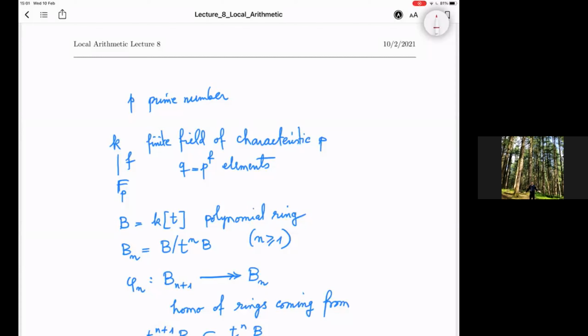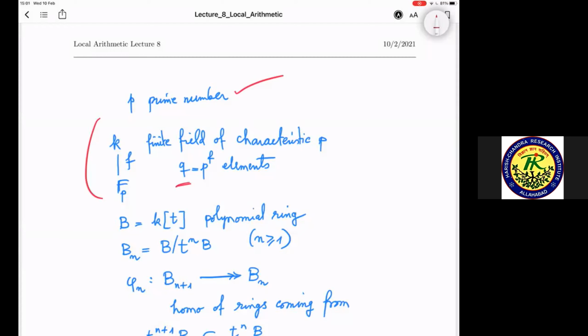So if you have not understood anything from the previous lectures, there is no need to worry because we are starting something completely new. Okay, fine. So let's start. Let's take a prime number P, let's fix it. Now I'm going to take a finite field K of characteristic P, and Q is going to be the number of elements in that field.